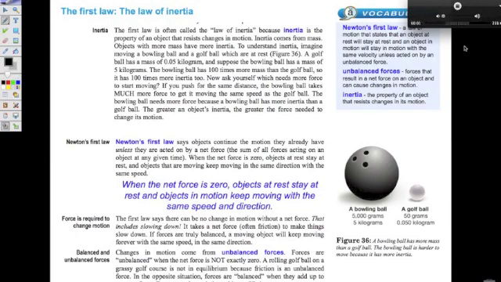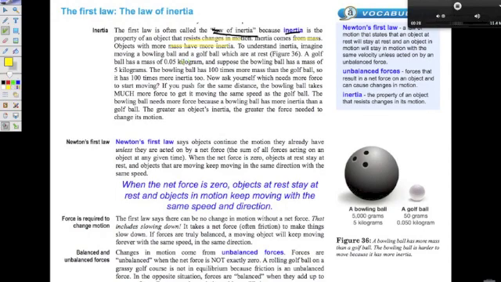Our learning target next tells us that we need to be able to define inertia and Newton's first law, and our notes also say that. So let's define inertia. The first law is often called the law of inertia, because inertia is the property of an object that resists change in motion. Inertia comes from mass. Objects with more mass have more inertia.